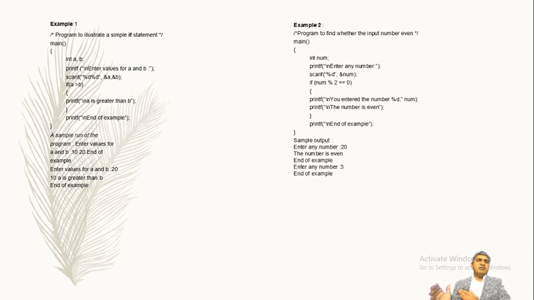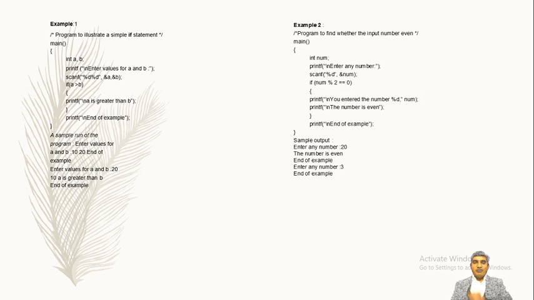If it is 0, that is, the remainder is 0, then this condition is true, then printf \n, "you entered the number %d", num, and the second message, "the number is even", which is displayed on a screen. And after that printf \n, "end of example".